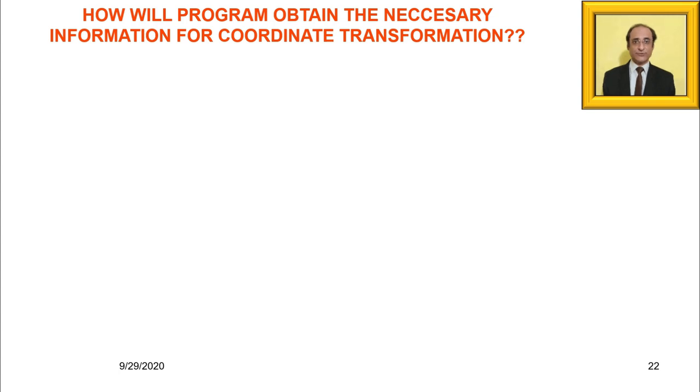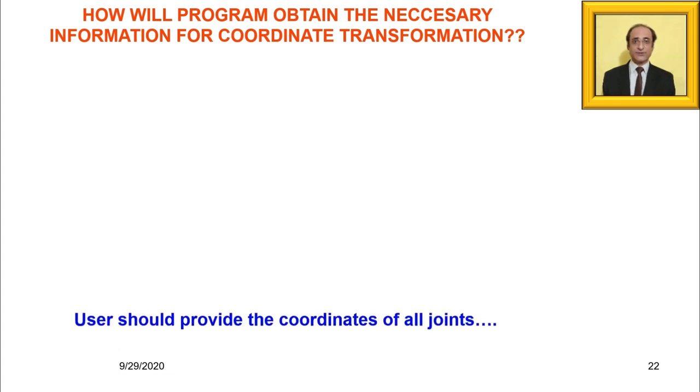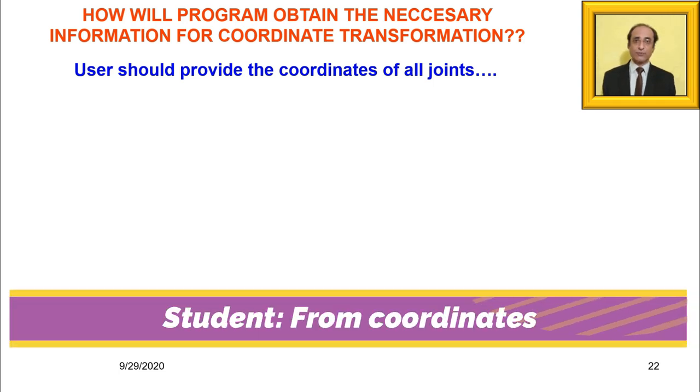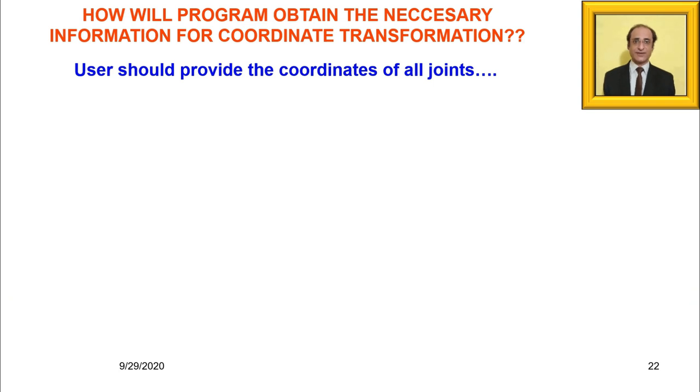So how does the program obtain it? Everything we have to think in terms of the program. Now how many of you have used STAAD or any other analysis software? Do you provide theta? So where does it get the theta from? The exact answer is from the coordinates. Right. So we have to provide all the joint coordinates. We define all the joints.